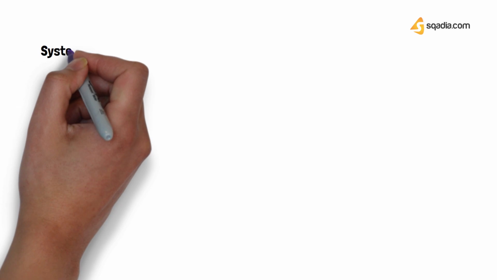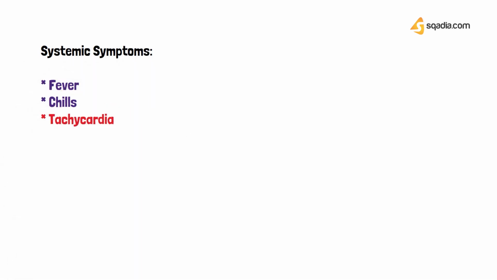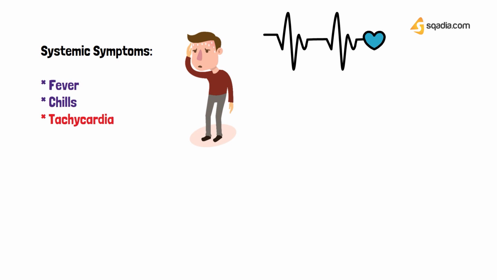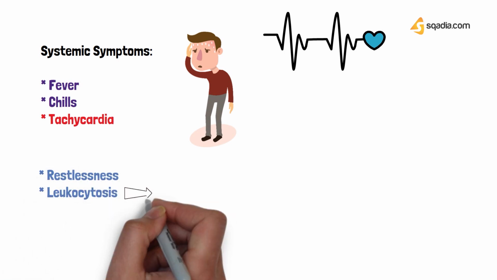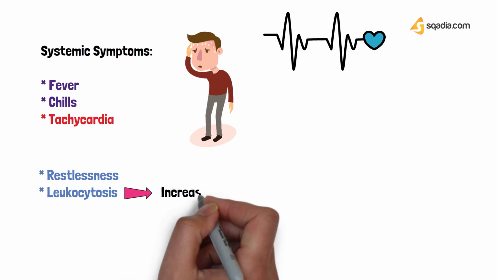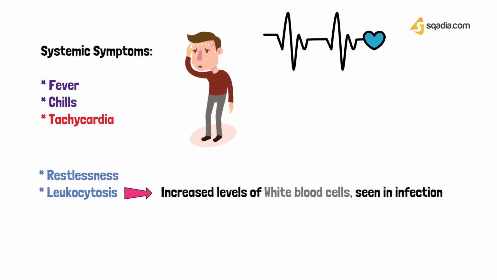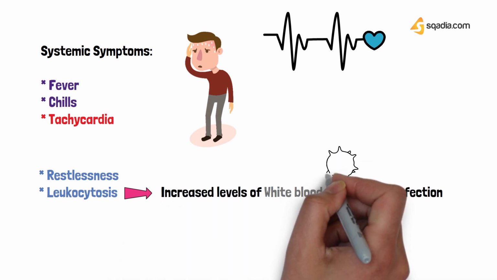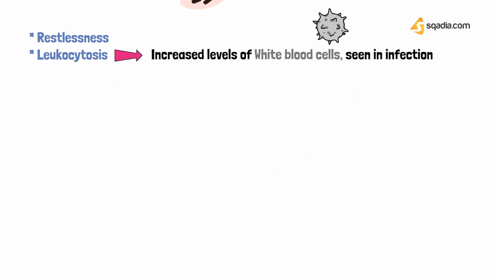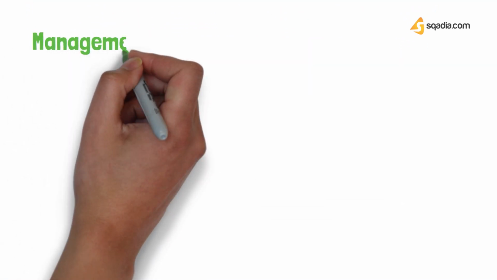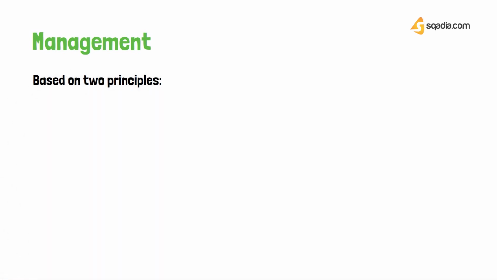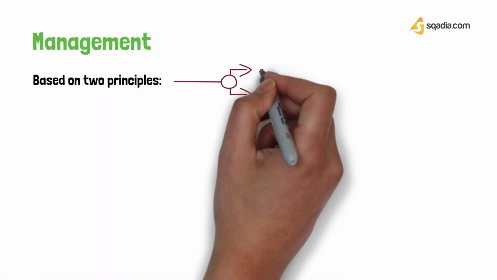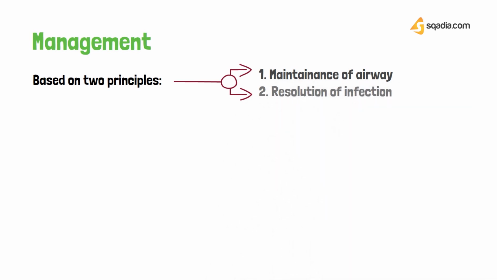Now, some of the systemic symptoms include fever, chills, and an increase in the heart rate, which is known as tachycardia. The patient may also experience restlessness, and there might be leukocytosis, which means an increased level of cells on investigations. Now, how are we going to manage Ludwig's angina? There are two basic principles. First of all, the maintenance of airway, and the second is the resolution of infection.